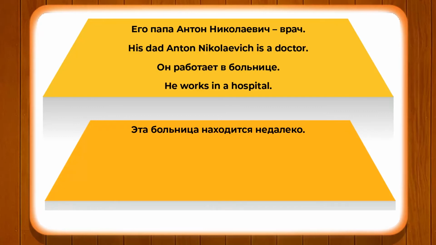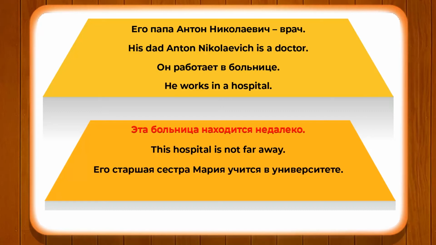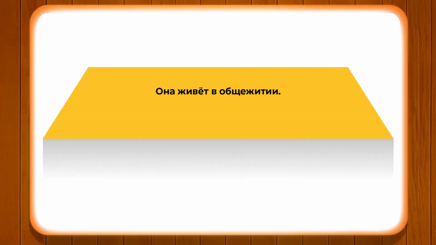Then эта больница находится недалеко. Эта больница находится недалеко means this hospital is situated not very far. Его старшая сестра Мария учится в университете. And his elder sister Maria studies in the university. Она живет в общежитии. She lives in a hostel.